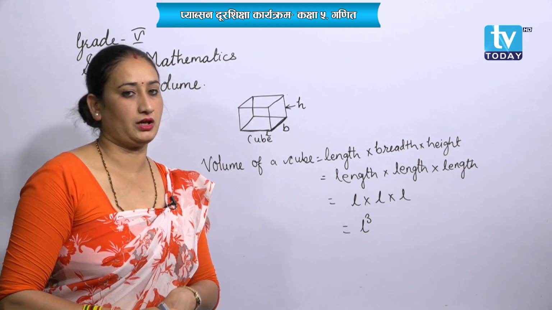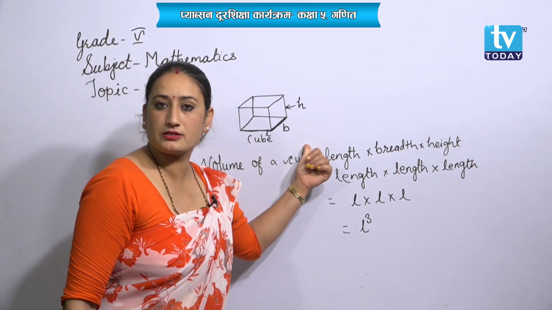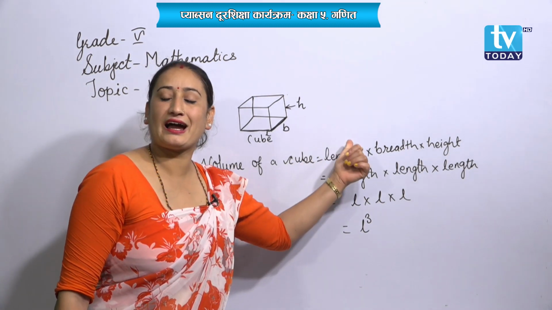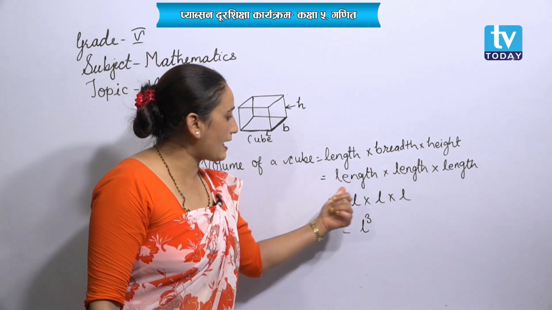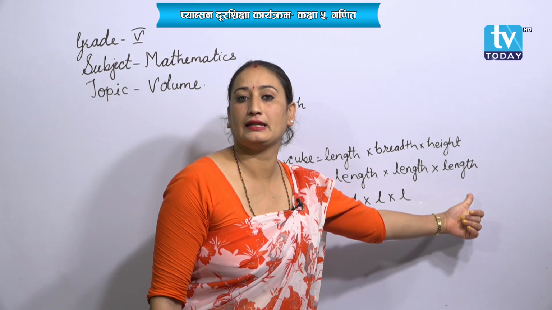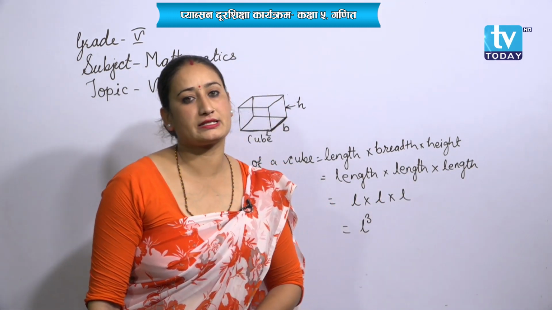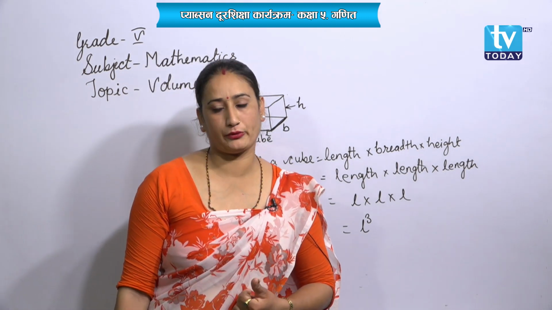Done? Okay, that means in a cube there is also breadth and height, but breadth and height are also equal to the length, so that's why we write length, length, length. It's called L cube. Do you understand, students? I hope you understand it very well.